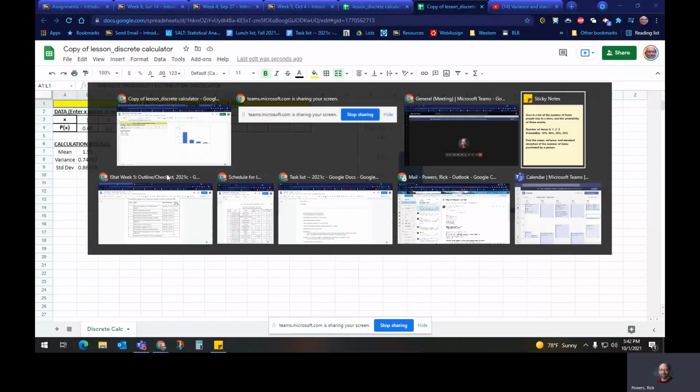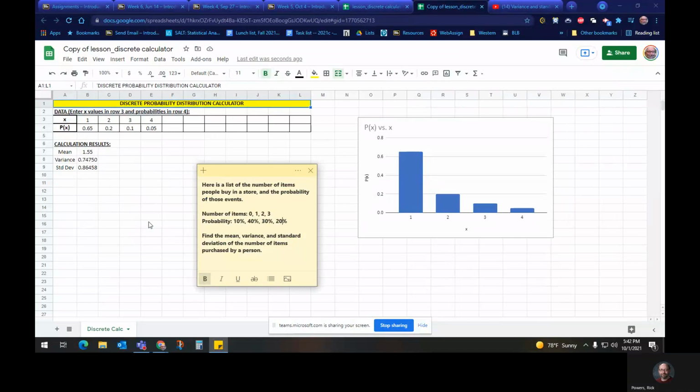So I put it on a sticky note here. Here's a list of the number of items people buy in a store and the probability of those events. There's a particular store, people walk in, let's just say it's QuikTrip, okay? How many people walk into QuikTrip and don't buy anything? I'm just going to say it's 10%, because most people, if they come to QuikTrip, are going to buy something. They're there for a reason. So 10% would buy 0, 40% would buy 1 item, 30% buy 2 items, 20% buy 3 items.